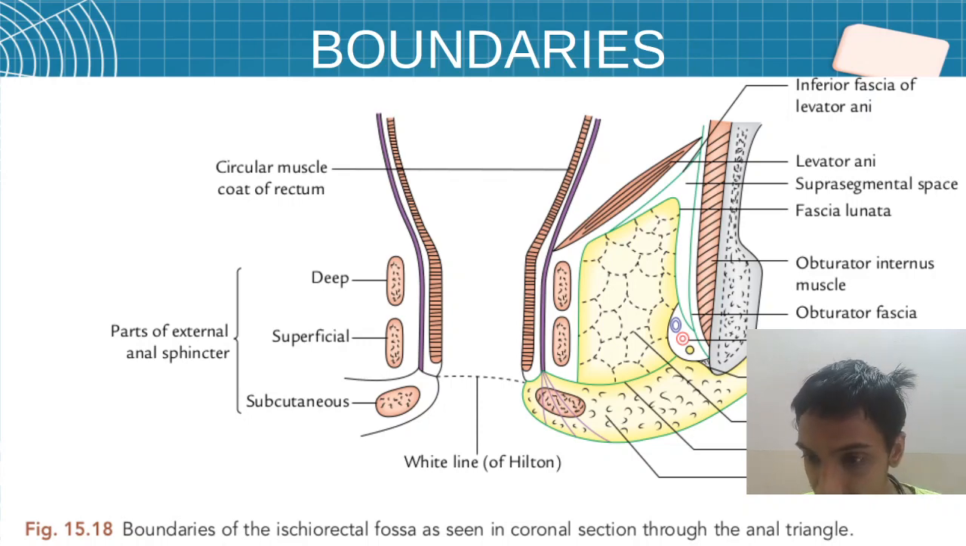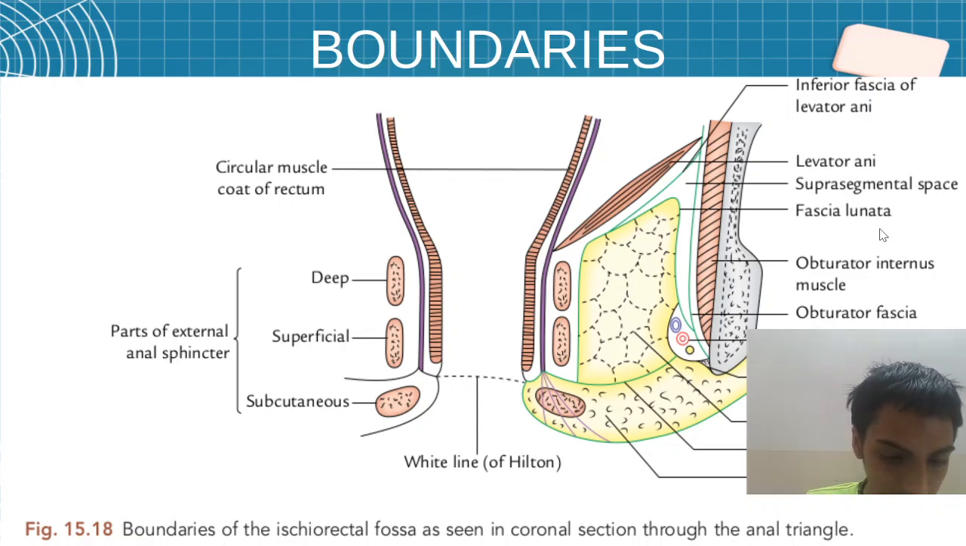Posterior, we are finding the falciform process of sacrotuberous ligament. Lateral, we are finding the obturator fascia lining the obturator internus muscle. And roof, we are finding the levator ani lined by the fascia. And this fascia is meeting with the obturator fascia. And then medially you are finding the meeting point of these fascias.